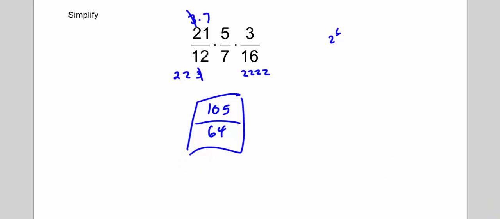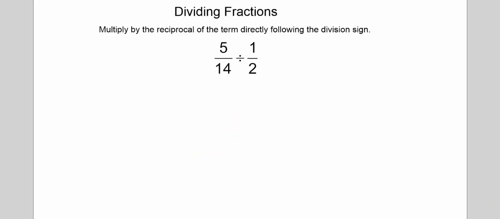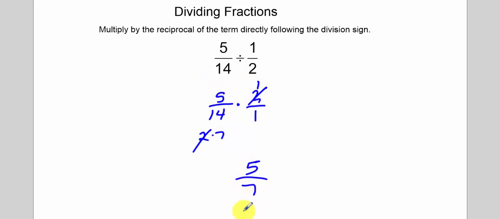Last bit of review, we'll do some dividing of fractions, and dividing a fraction is the same as multiplying by the reciprocal of the term following the division sign. So this is the same as 5/14 multiplied by 2 over 1. We just follow the rules for multiplication now. 14 is a 2 and a 7. Thus, 2's are the like factors, and I'm left with 5 on top, 7 on bottom, and I'm done.